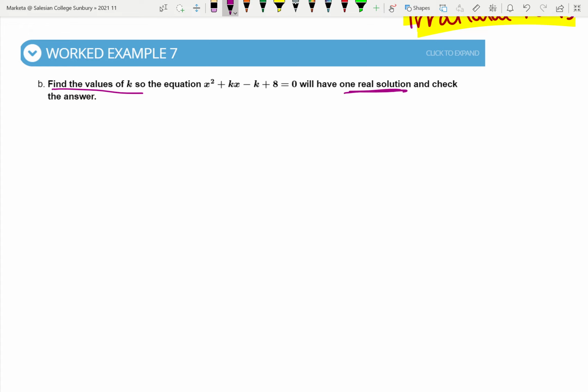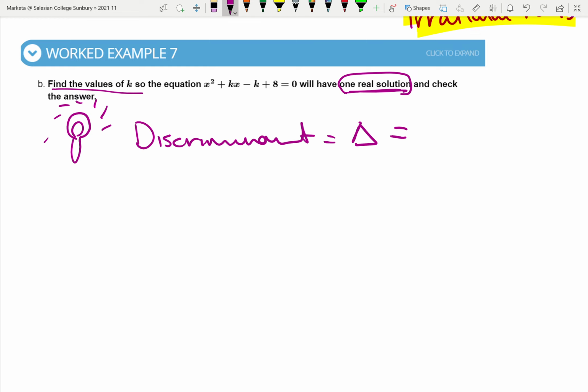So in other words, when you see the word one solution or two solutions or no solution, that's a bit of a light bulb moment where you've got to think, well, that means it is talking about discriminant. And in this case, the discriminant, or delta, equals 0, because for one solution we need the discriminant to equal 0. So let's write it out, x squared plus kx minus k plus 8.